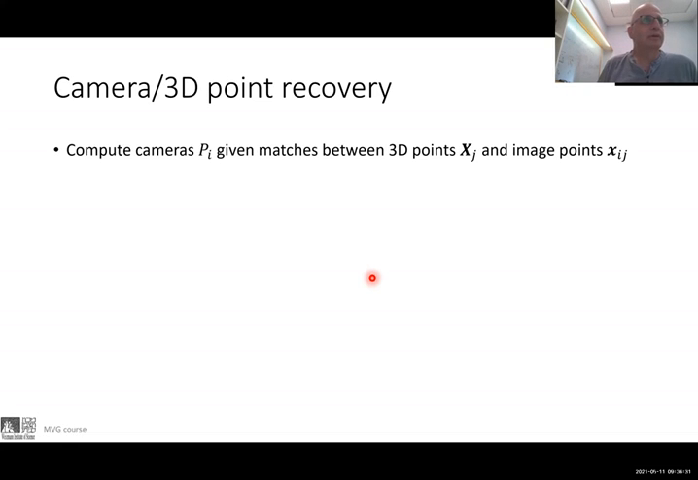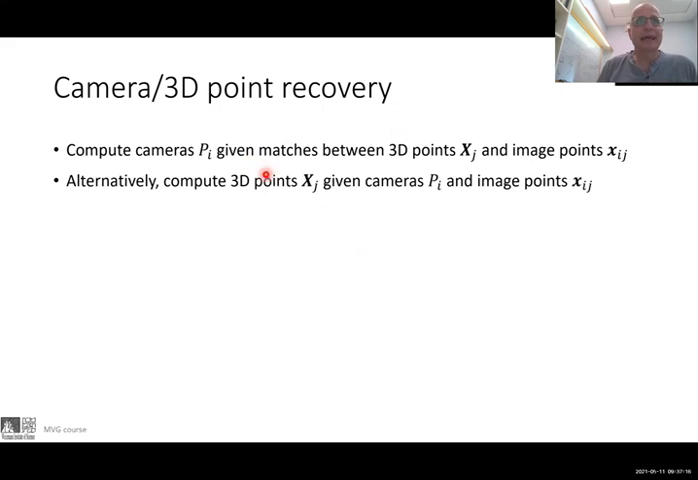Here we look at the problem of either camera or 3D point recovery. We want to compute the camera Pi given matches between 3D points capital Xj and image points small xij. So suppose we know the scene, we're given capital Xj, and we have image points xij, and we want to solve for the camera Pi.